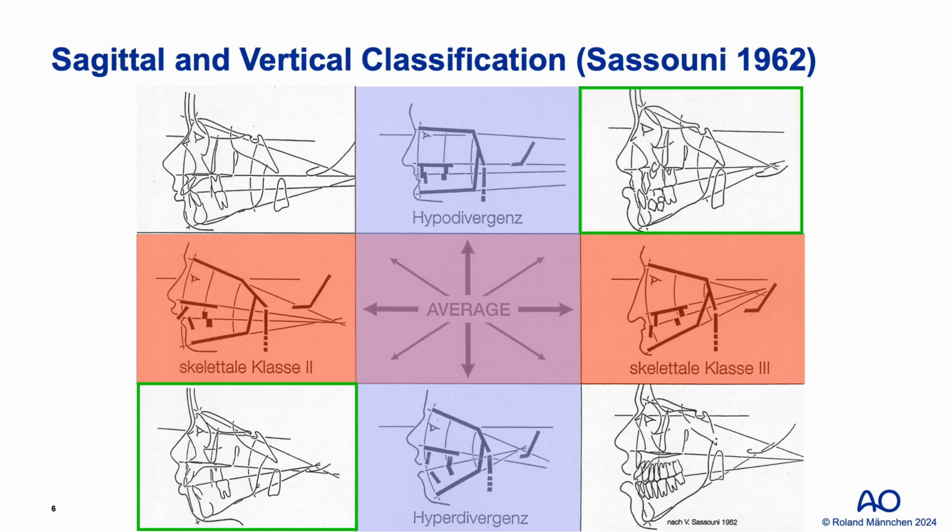If you are able to control the vertical growth, the mandible will perform an anterior autorotation, which also corrects the class 2 and the hyperdivergency at the same time.